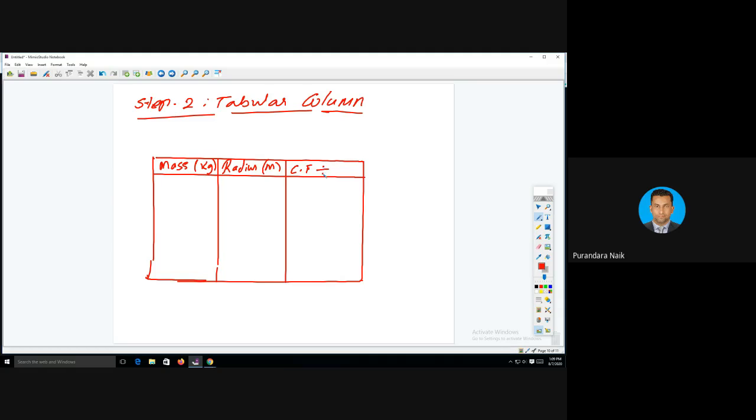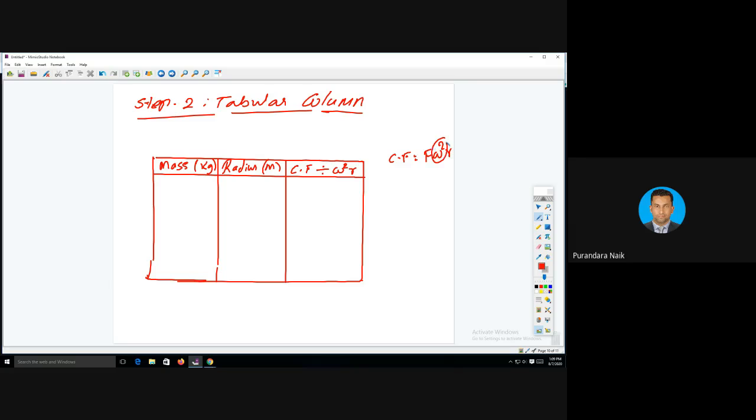divided by omega square r, because r is equal for all the masses. That's why we need to divide, because r is unknown. That's why we need to divide it by r, because centrifugal force is equal to F into omega square into r.